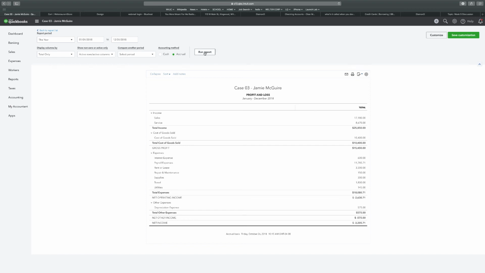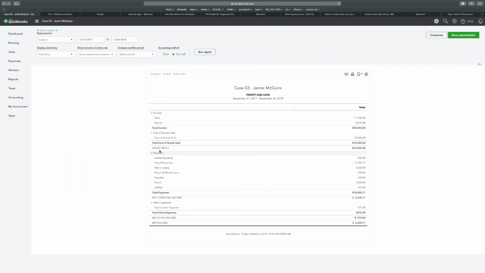I'm going to run this report, and it's showing me January to December, even though I didn't change it. Let me go back to custom, 12/31/17 to 12/30/18. Now run report again. Alright, so now I got my dates right. So these are the dates for case 1.